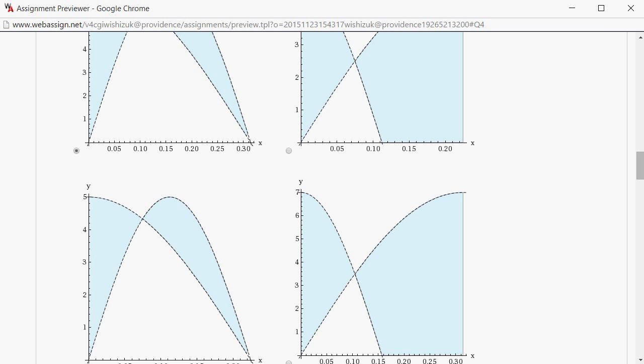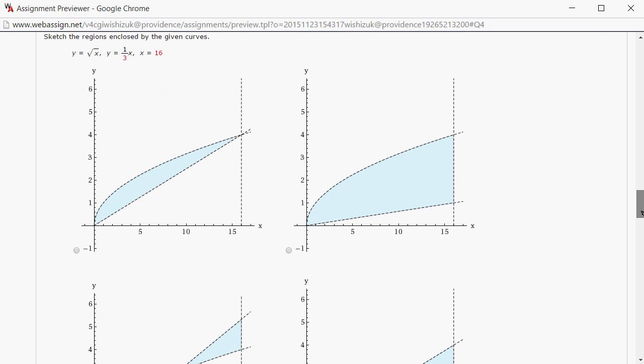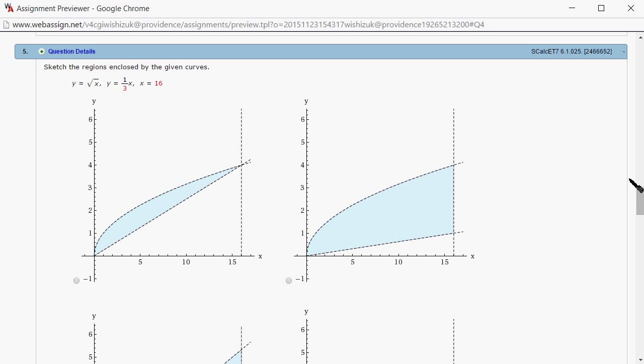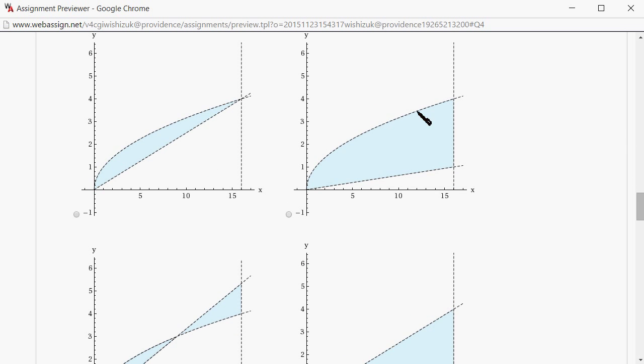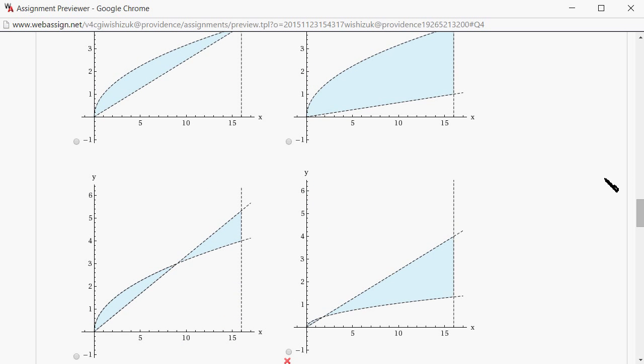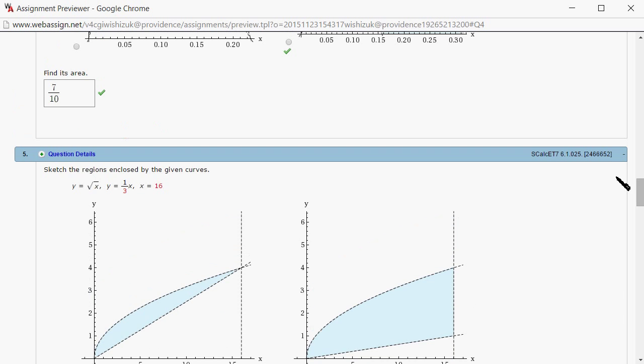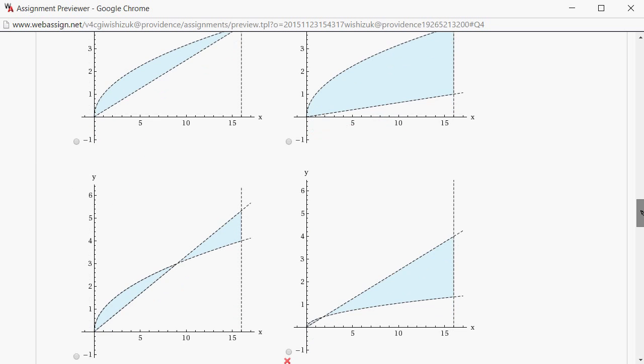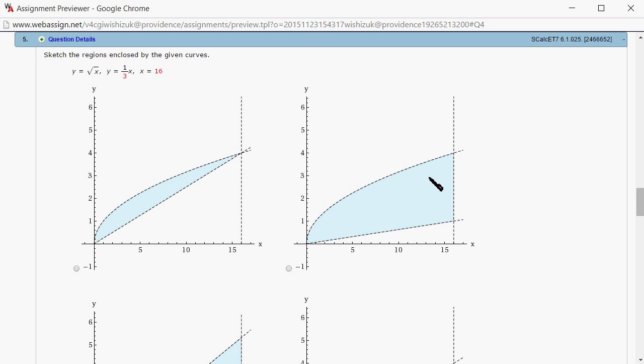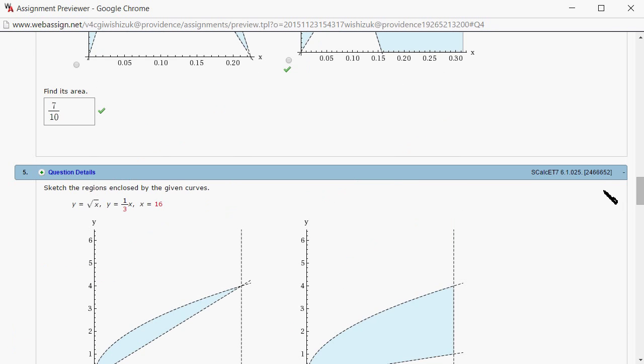Then if you look at the square root of x, at x equals 16, square root of 16 is 4. It's supposed to get 4. So the first one, the second one, and the third one are right, but the fourth one is not right. Then you look at 1/3 x. If you plug in 16, it's going to be 5 point something, so 5.3333. So this one is not right, and this one is way too low.